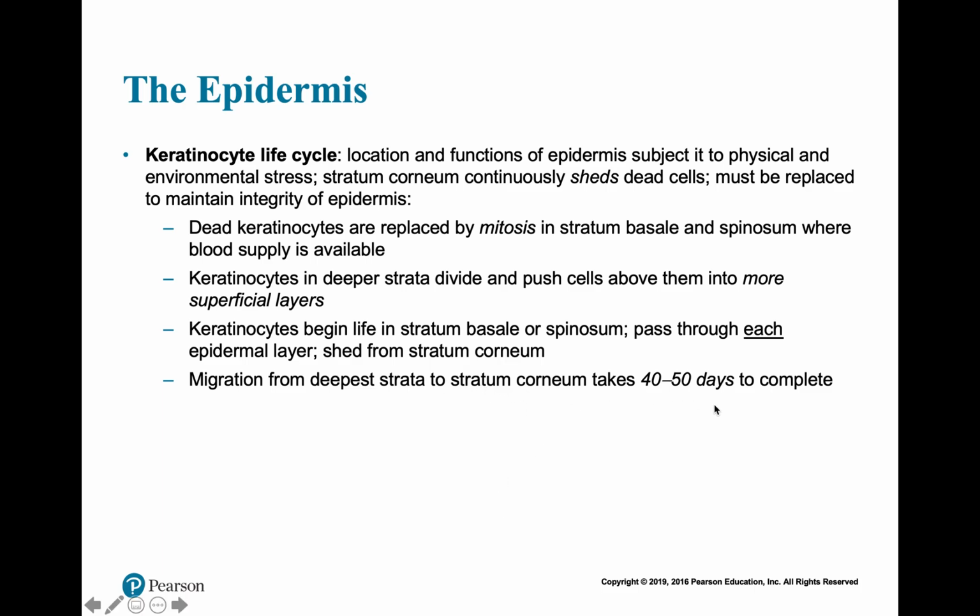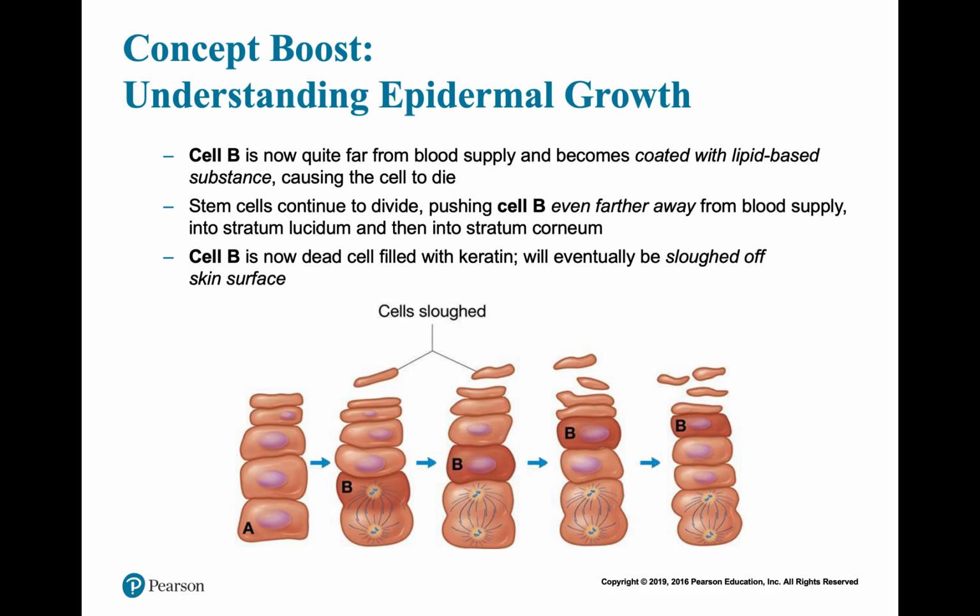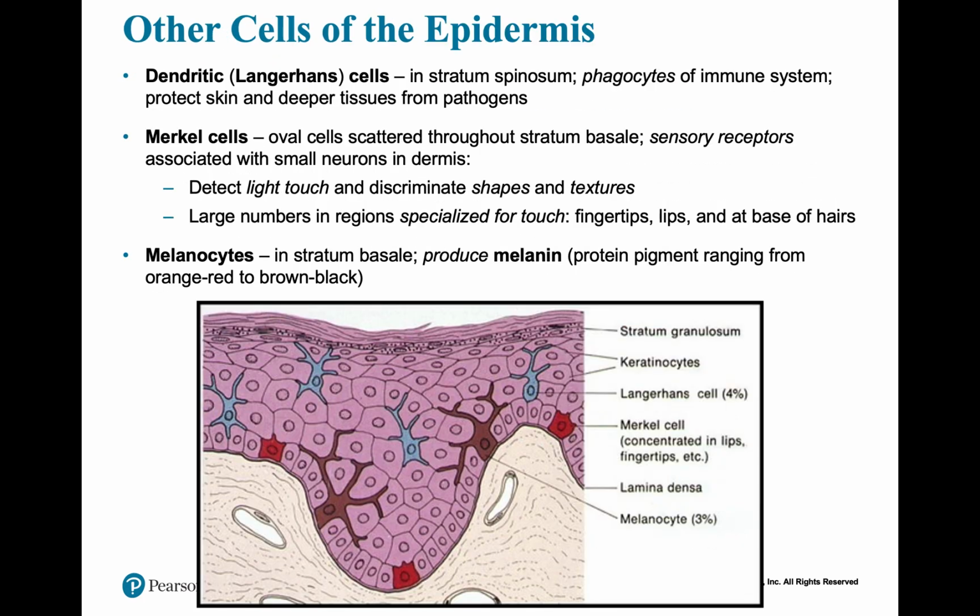Overall, the timeline for a keratinocyte life cycle is about 40 to 50 days from being formed through mitosis at the bottom layer, the stratum basale, to being sloughed off from the stratum corneum. This is just these two slides if you want to better understand how these cells migrate up through the layers. This just gives you a way to learn that, so you can read through these slides if you had trouble understanding it from me. So it's just a little concept boost from your book.